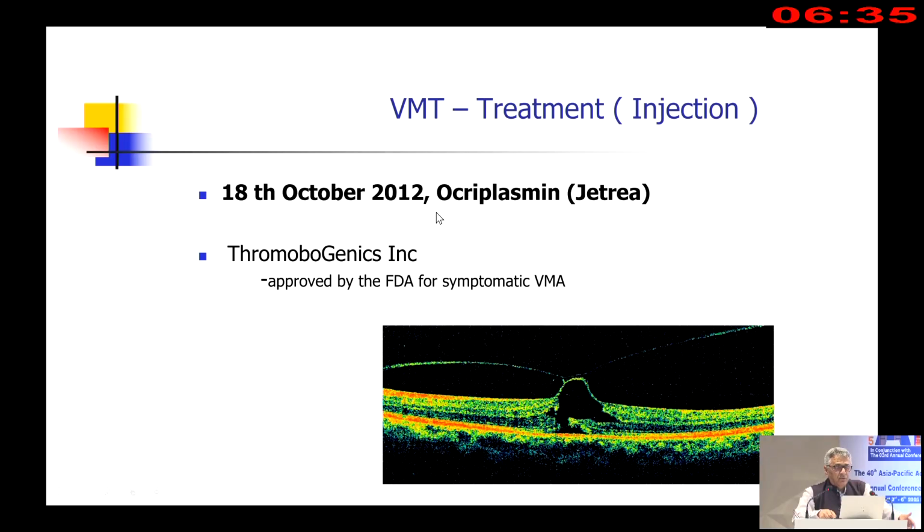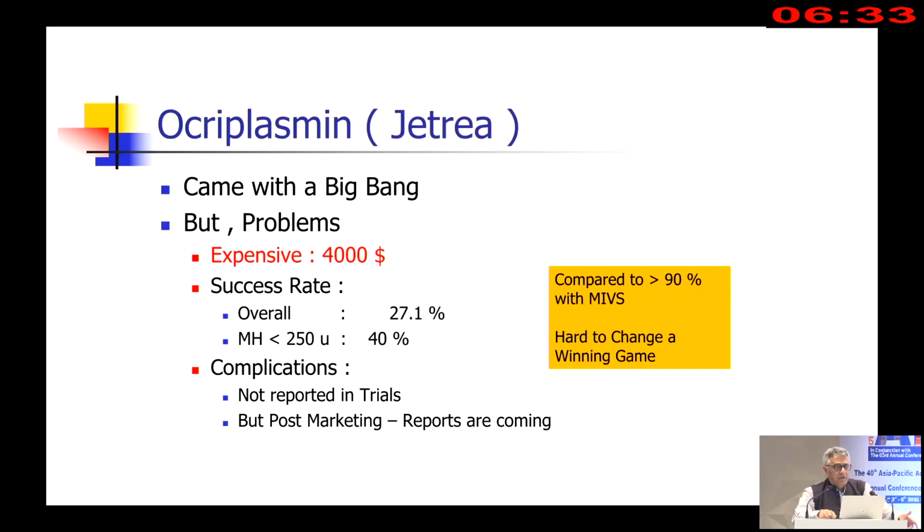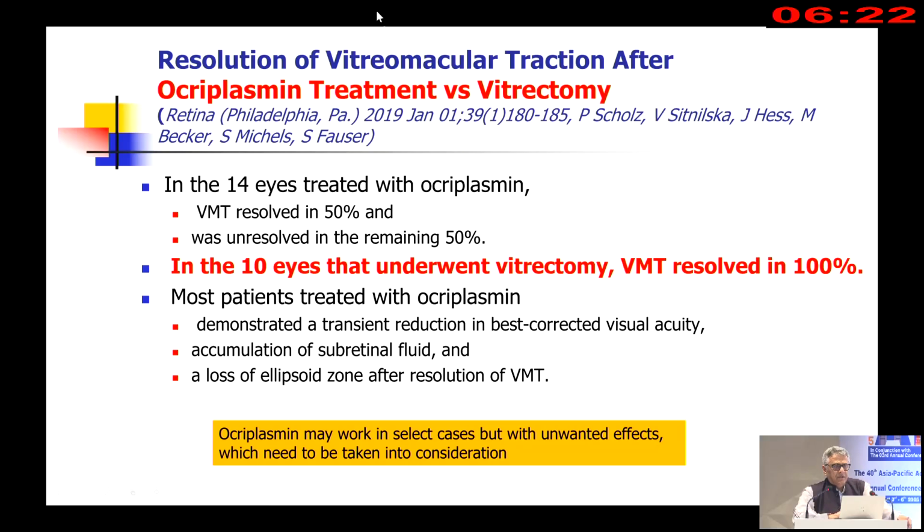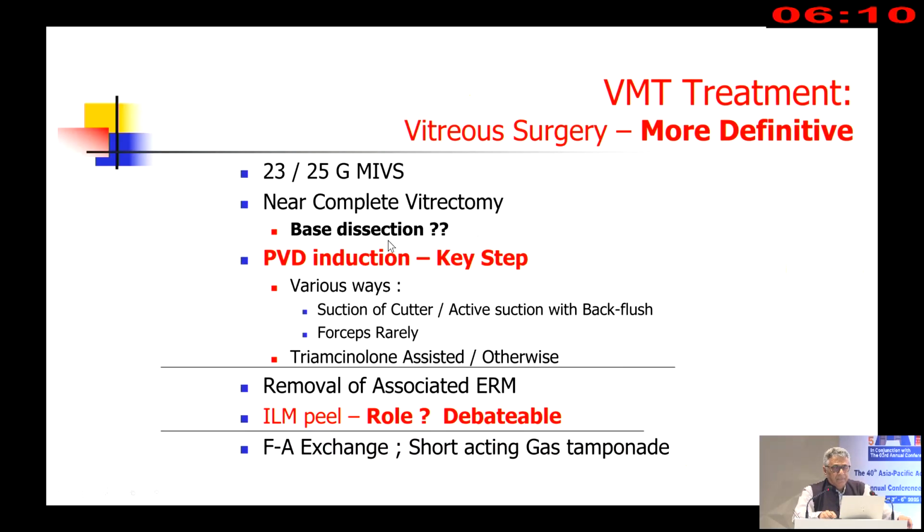long time back, more than a decade back, but it came with a bang and went away with a bang also, primarily because it does not work so well, and one injection is very expensive, multiple injections may be required. And there was a study where people compared ocriplasmin with vitrectomy. In eyes that underwent vitrectomy, there was a resolution of VMT in 100%, whereas treated with Jetrea, there was only 50% response rate. So VMT surgery is more definitive.